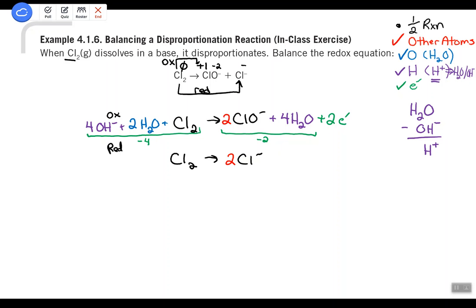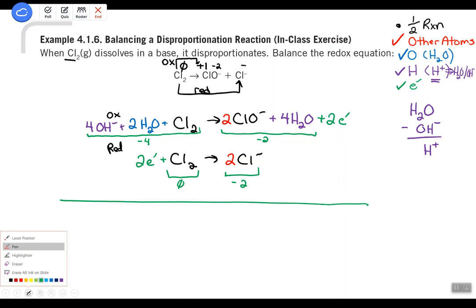For the bottom half reaction, I have a charge of 0 on the left, -2 on the right. I can only add negative charges, so I will add 2 electrons to my reactant side. Now I'm ready to combine these 2 half reactions. I have 2 balanced reactions. We will go ahead and add them together.